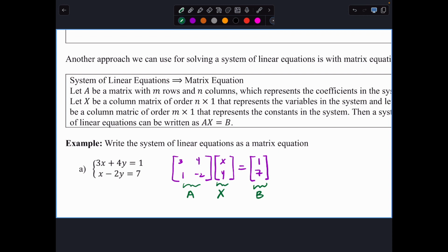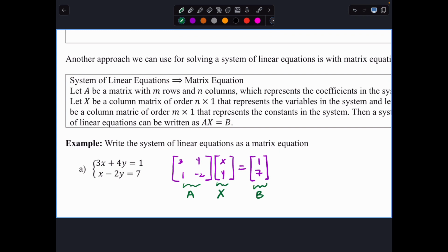And if we think about applying the row by column method for multiplication, right? So taking row 1 times this column, wouldn't it be this sum, right? Equals 1. And then row 2 times the column would be equal to this. So we could see where this matrix equation matches up with the system.